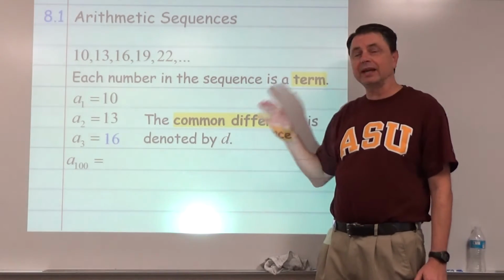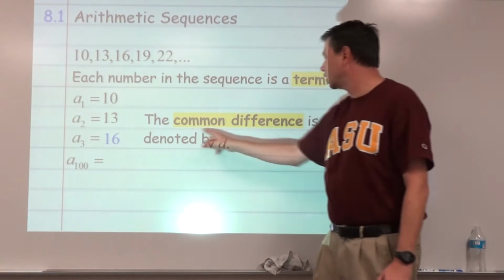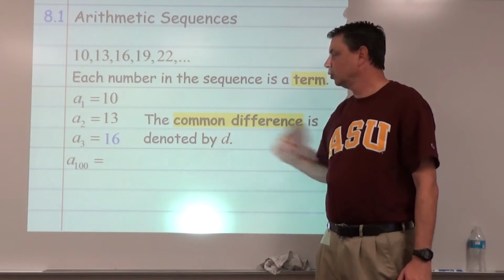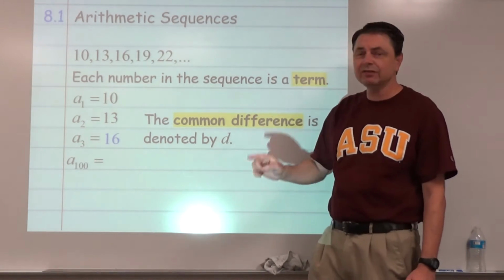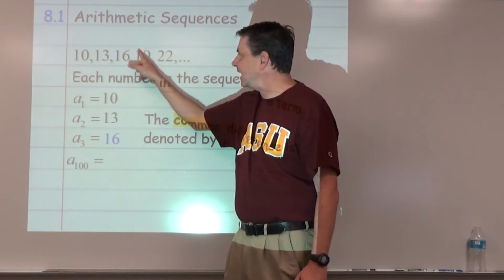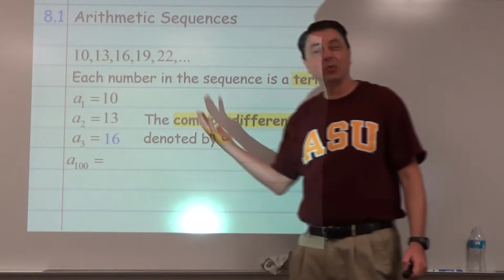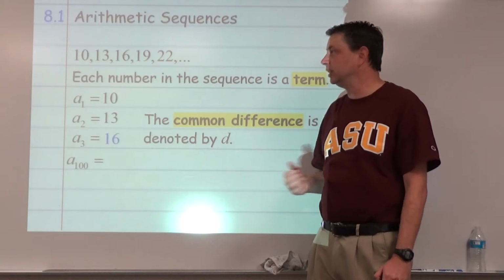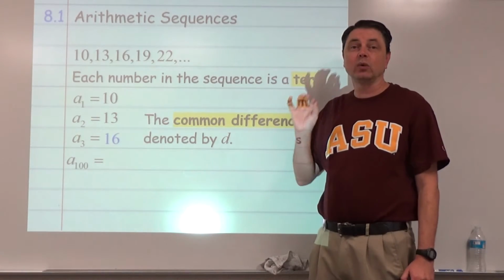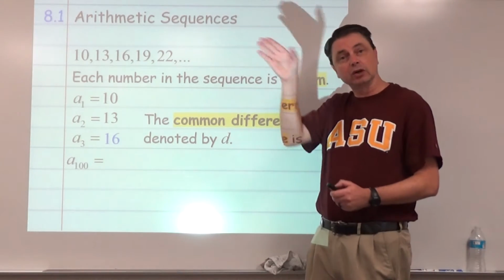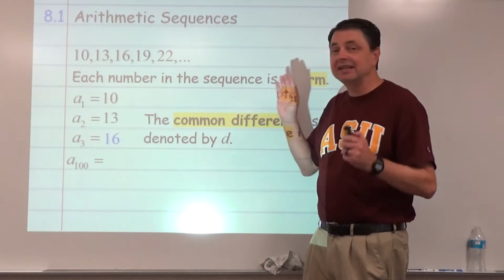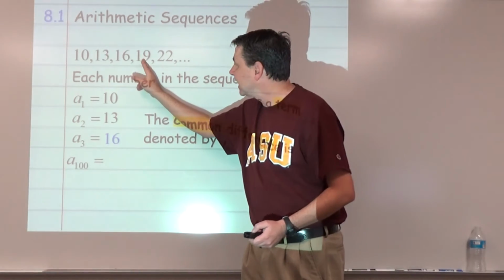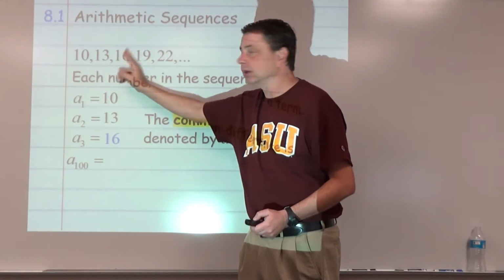Now, in an arithmetic sequence like this, the common difference, we use the letter D. The common difference is what was added each time. And we added 3. So 3 would be the common difference. And the way that we could calculate it, if we don't necessarily see it in there, is to take any term and subtract the one before it.